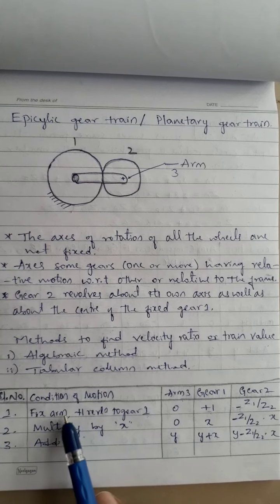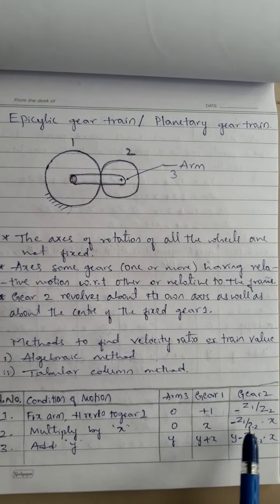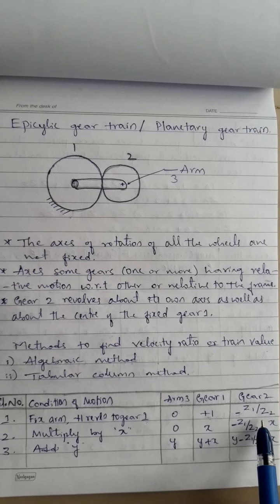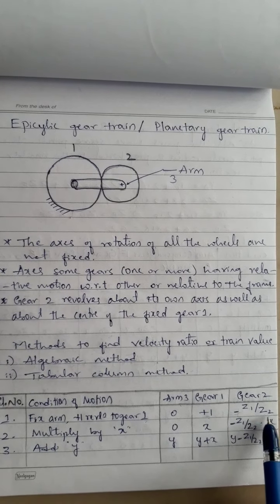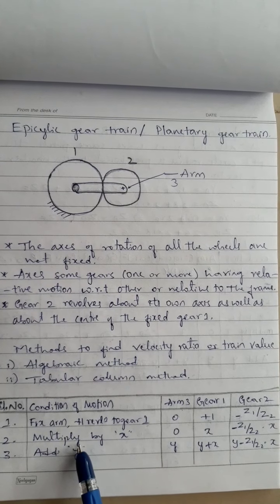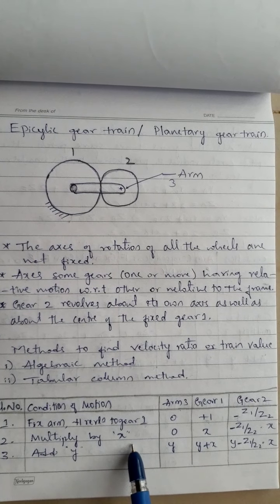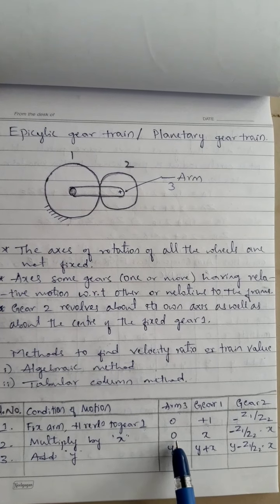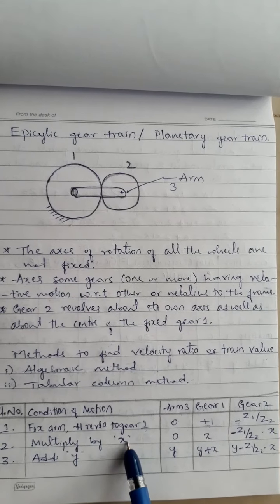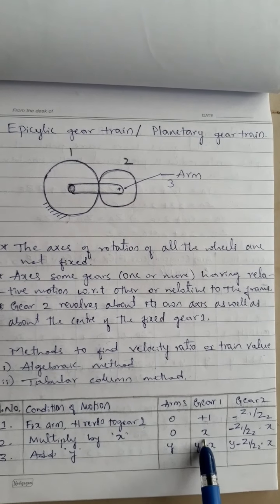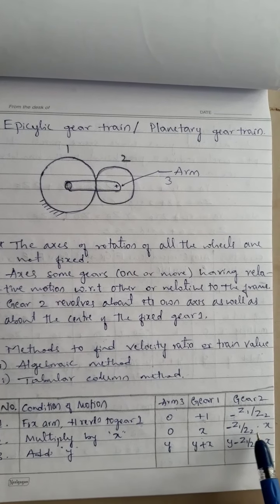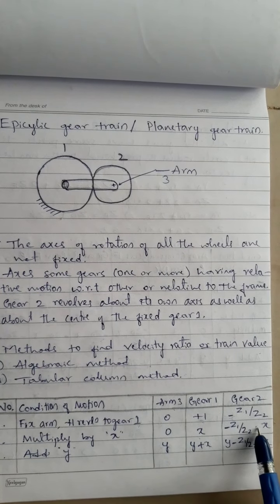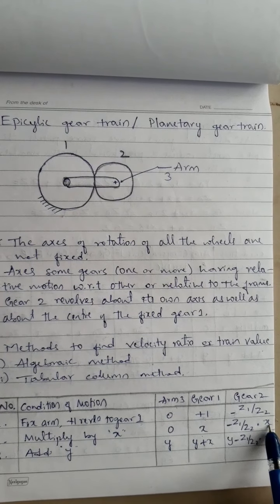Once we write the first row properly and if you understand this, the rest of the procedure is quite simple. The next step is multiplying x with the above parameters. Multiplying x with 0, we get 0. Multiplying x with +1, we get x. And multiplying x with this parameter gives minus Z1 by Z2 into x.